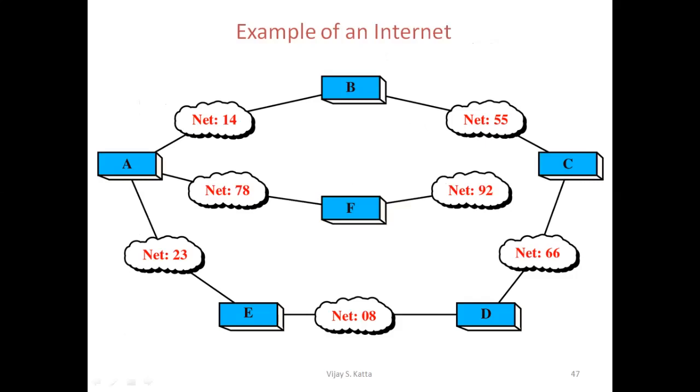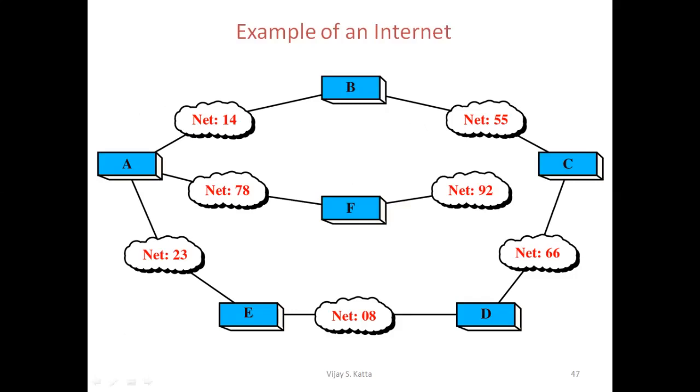Net 14 means 14.0.0.0. 78 means 78.0.0.0, and in a similar pattern all network IDs have been defined. Now these boxes, A, B, C, D, E and F, represent routers. To connect two different networks, we require a router here.